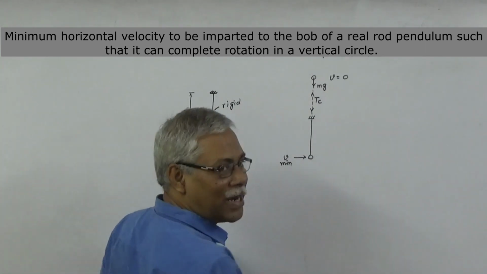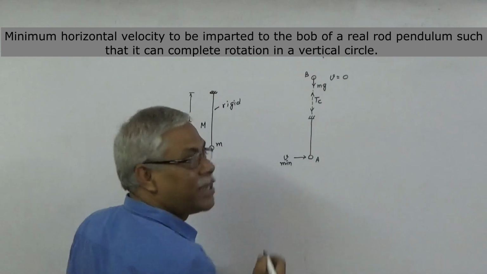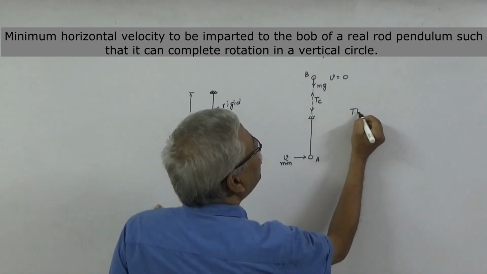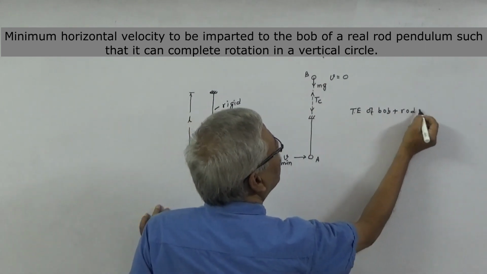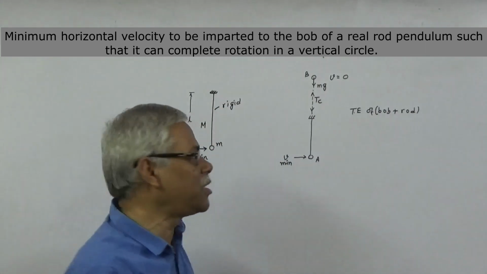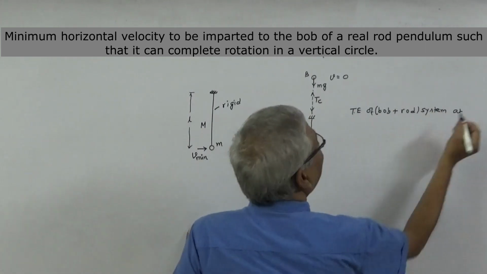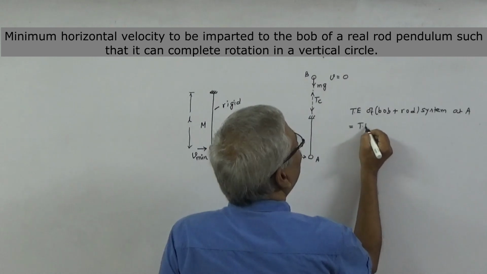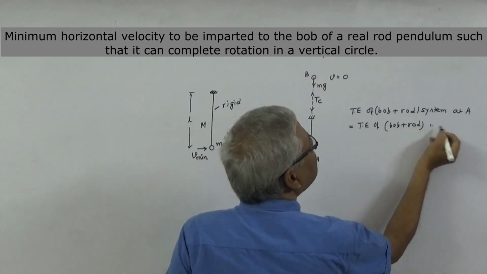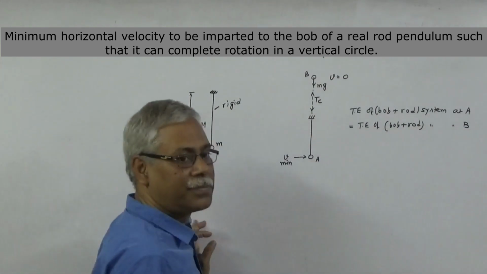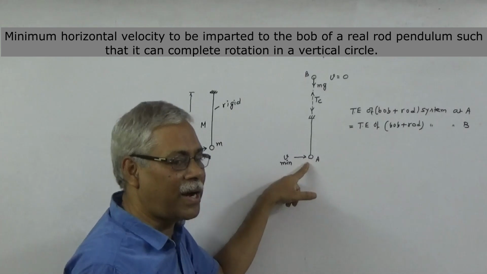Now we go for balancing energy. This is the lowest position A. This is the highest position B. Since there is no non-conservative force, the total energy of the bob plus rod system at A is equal to the total energy of the bob plus rod system at B. What is the total energy of the bob plus rod system at the lowest position?